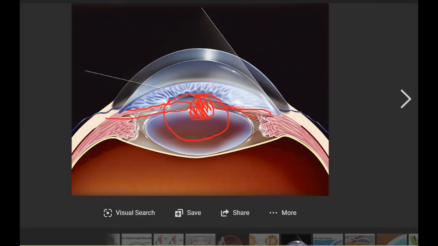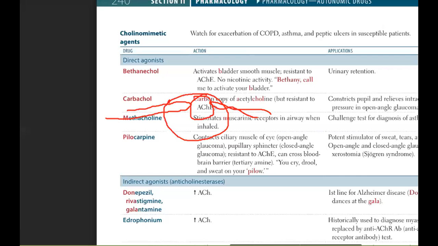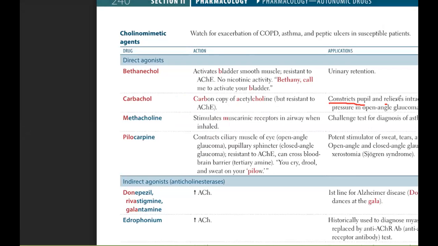So this is the mechanism of the constriction of the pupil, that is what we call miosis. So these points are really important to remember and to learn.